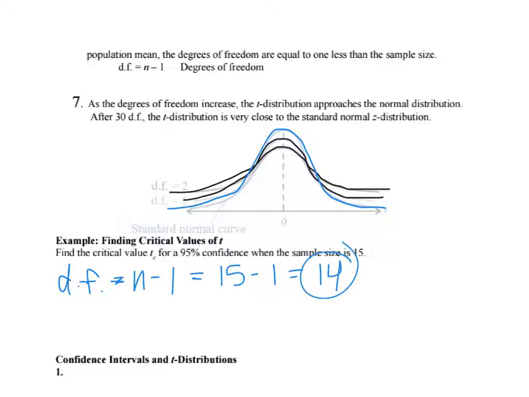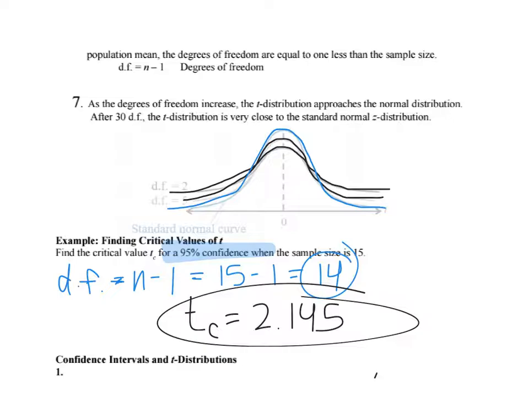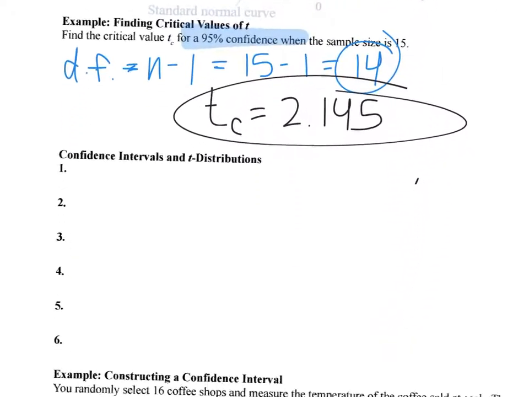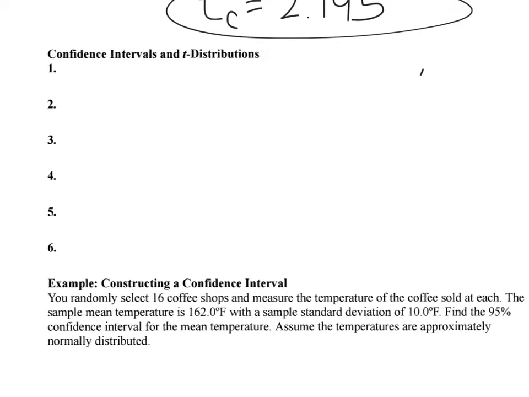So we would go over to the left side, go down to 14 because that's the degrees of freedom, and then it's a 95% confidence interval, or a 95% level of confidence. So we go over to the top of 0.95, and we get our t sub c, our critical value, is 2.145. Okay?